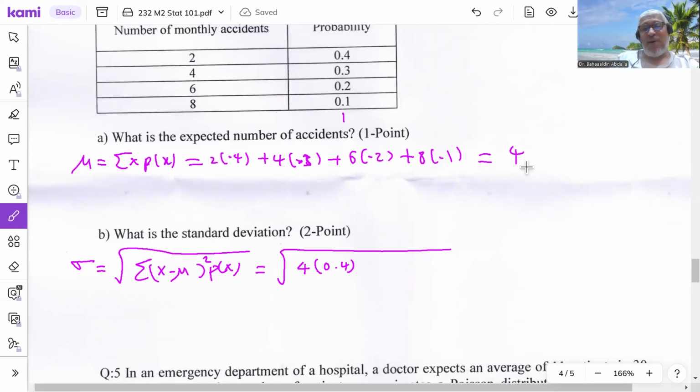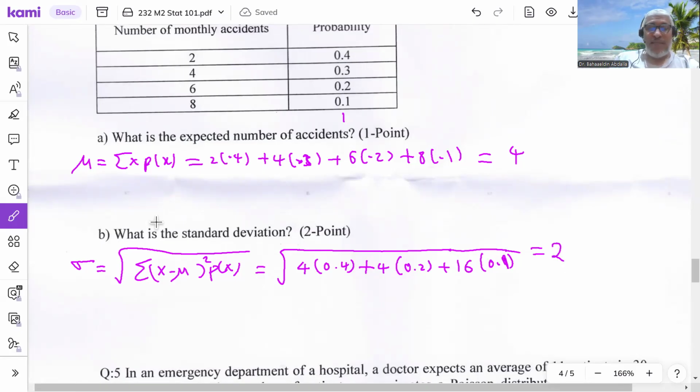6. 6 minus 4 is 2. Squared means 4. Times the probability, which is 0.2, plus 8 minus 4, that's 4. Square it, 16 times the probability, which is 0.1. Put it in the calculator. You will find that the answer is 2.